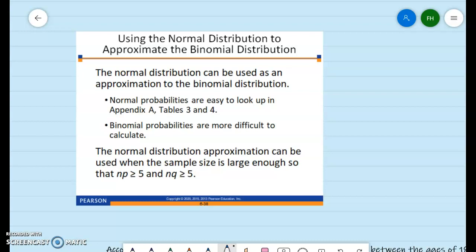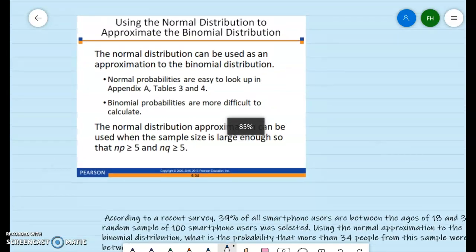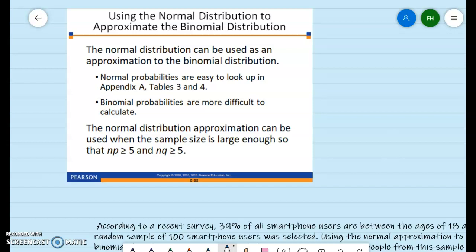Okay, in this video I'm going to talk about how to use the normal distribution to approximate the binomial distribution. And you can use normal probabilities in the appendix table, but first we have to do a few things. And these rules have to apply. N times P has to be greater than or equal to 5, and N times Q has to be greater than or equal to 5 in order for this to work.